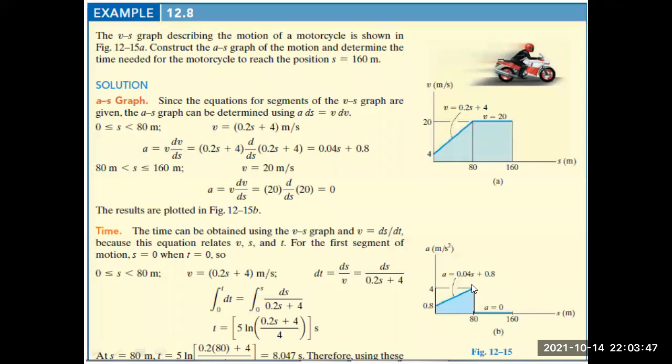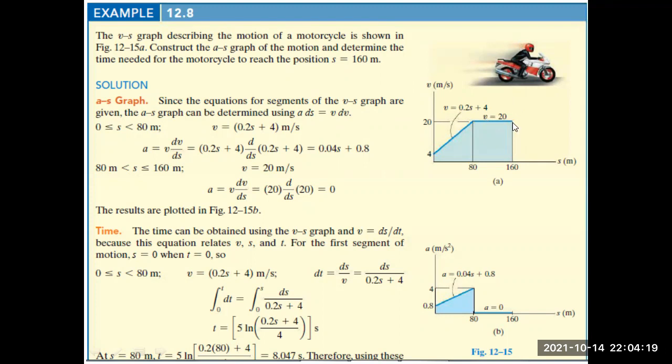So once you have this line, to construct the other part of the acceleration, you can make use of the same relationship, which is V dV equal to A ds, right? V times dV equal to A times ds. This is the relationship that I have. So A is equal to V times dV over ds.